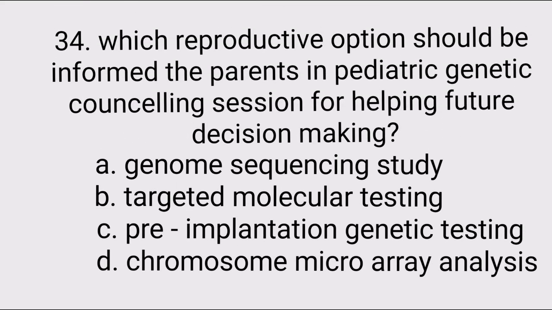Which reproductive option should be informed to the parents in a pediatric genetic counseling session for helping future decision making? The right answer is option C, pre-implantation genetic testing.